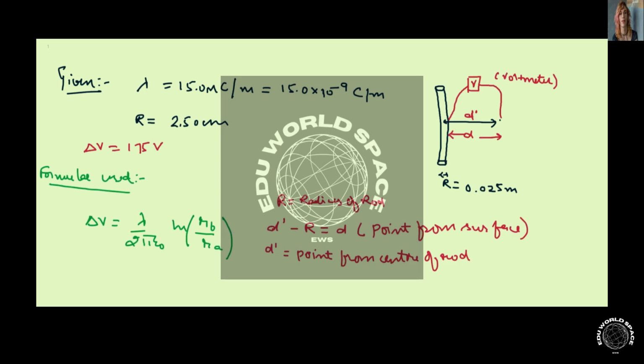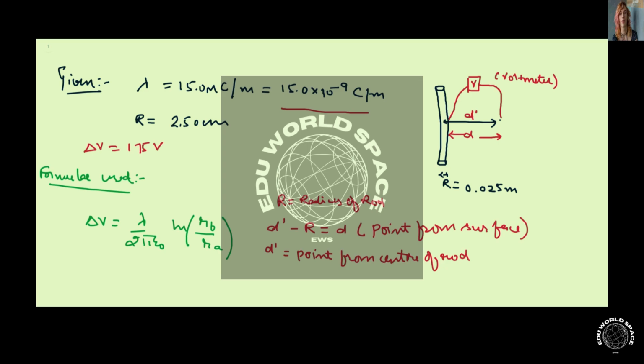Welcome to problem number 23.32 of chapter 23, electric potential. We are given a long insulating cylinder that carries a linear charge density lambda of 15 nanocoulomb per meter. Nano is 10 to the power minus 9, so this becomes 15 times 10 to the power minus 9 coulomb per meter. The radius is 2.5 centimeter, which means 0.025 meter.